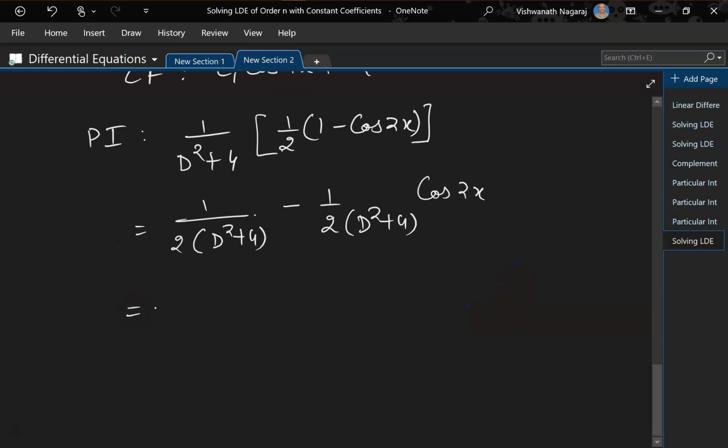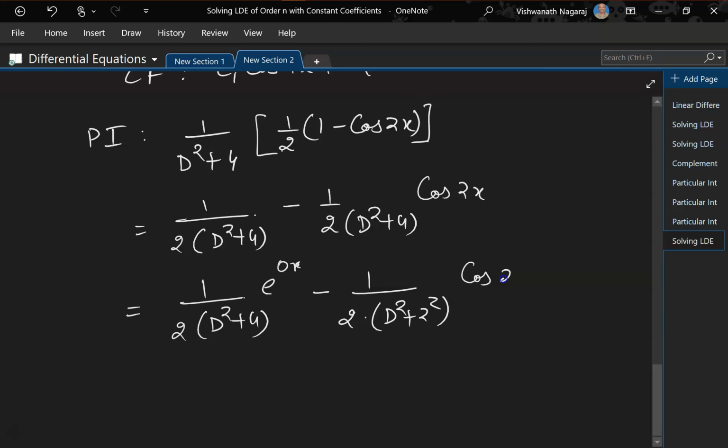Yes, now here, since there is nothing there after D² + 4, we can take it as 1, and 1 can be represented as e^(0x). Okay, minus, and this would become 1/(2(D² + 2²)) cos 2x.